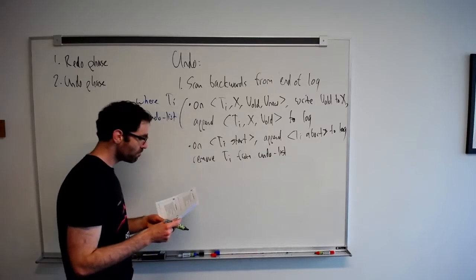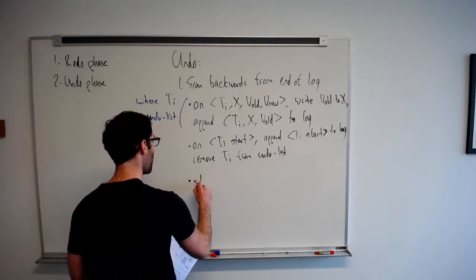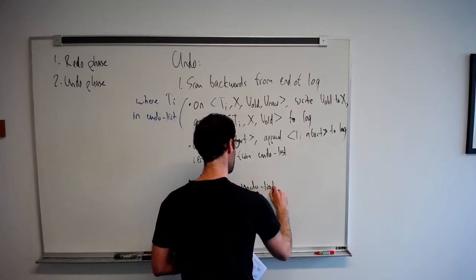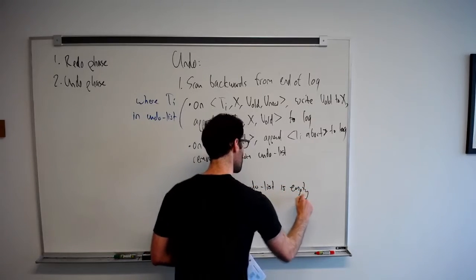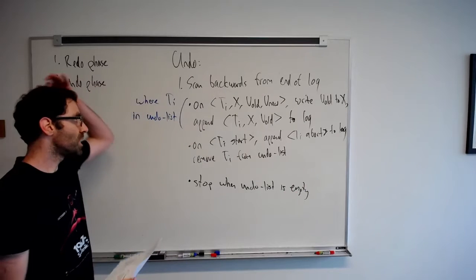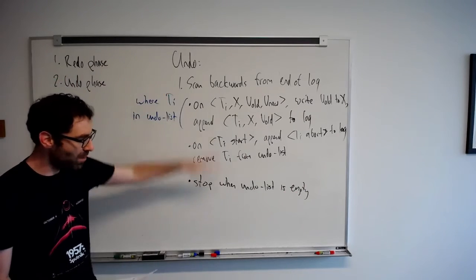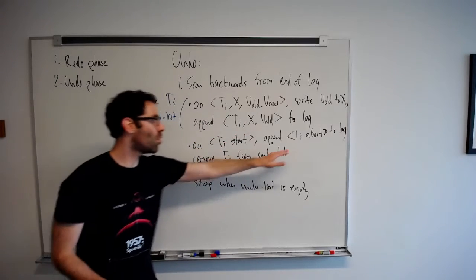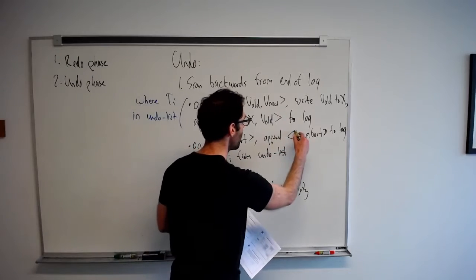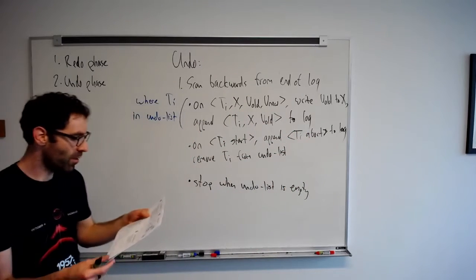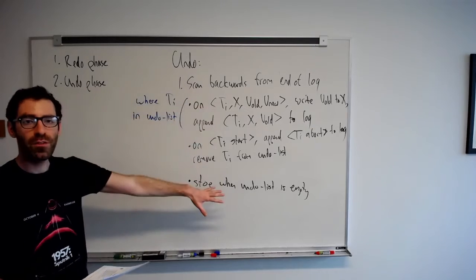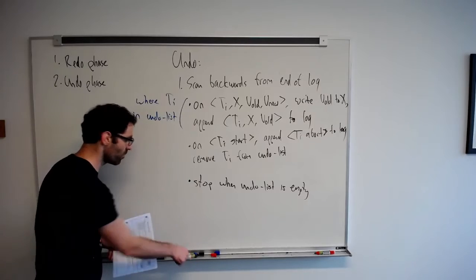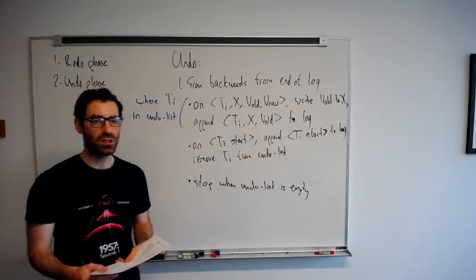And finally, we would stop our scan when the undo list is empty. So we're going to scan backwards from the end of the log until we have seen the start of all the transactions we're undoing. We've undone all their changes since they started, and we have finished our undo phase. And when we finish this undo phase, the database is fully recovered, and we're ready to resume normal operations, allow new transactions to begin again.